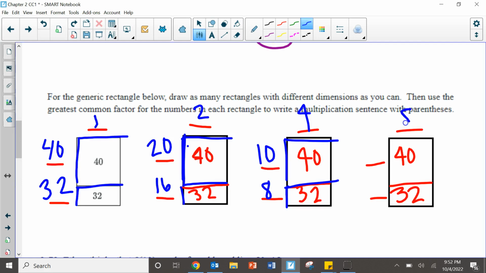Lastly, 8 can go into both of these. So what times 8 gives you 40? 5. And what times 8 gives you 32? Which is 4. And remember, these are technically like adding these two up, because remember, we broke these numbers down yesterday.